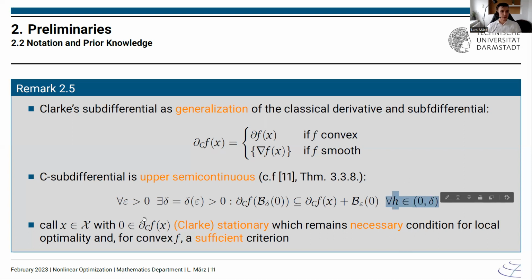And now, if 0 is an element of the Clarke subdifferential, then we call that point Clarke stationary. So in the case of the absolute value, the only Clarke stationary point would be the origin. And this, in fact, stays a necessary condition for local optimality, and for convex f, it is even a sufficient condition. So very, very similar to the smooth case.